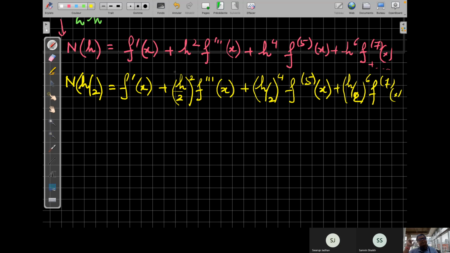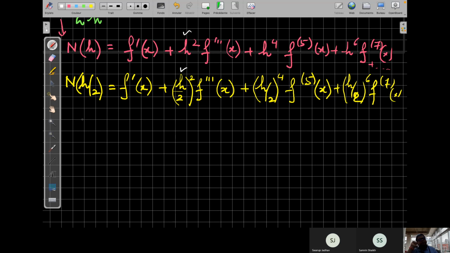Now tell me, what do I have to do? I want to cancel this term. This term here, I want to cancel it. So how can I cancel this term? Please tell me. Sir, divide by that term. Look, there is one very important thing here. This is h square here and this is h square by 4 here, correct? Isn't it?